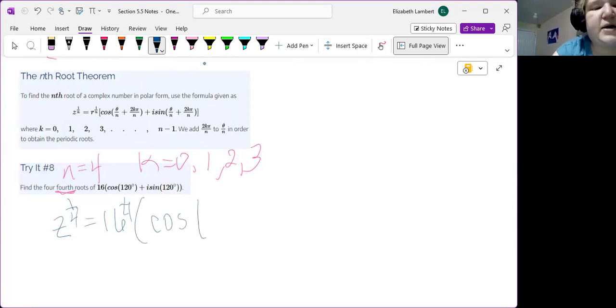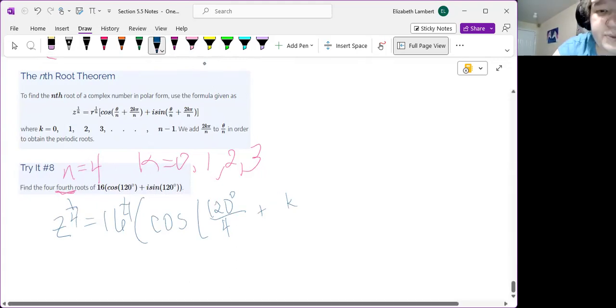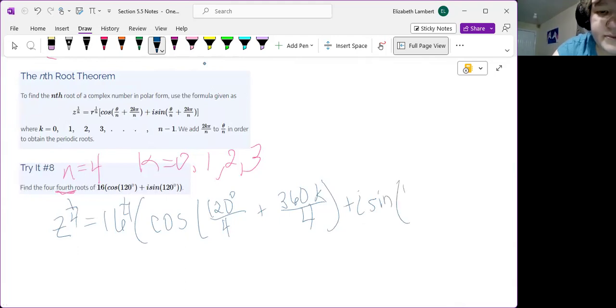times the cosine of our theta, which is 120, over n, which is 4, plus 2k. Well, they put pi. So instead of the 2 pi, we can also do 360k over 4, because remember, 2 pi radians is the same as 360 degrees. Since our 120 was in degrees, I figured we'll just stick with degrees.